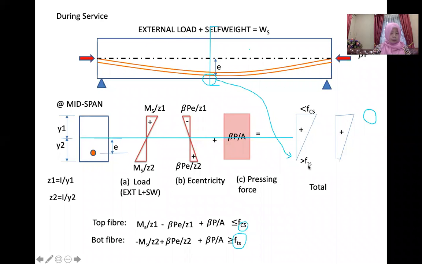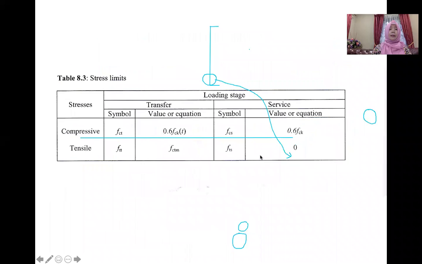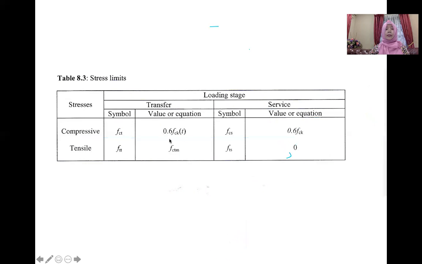We have maybe two types of diagram, something like this or like this, because according to the code, FTS is equal to 0. You can see here, this is the stress limit. This is the stress limit, meaning that here we have during transfer, this is the transfer, and this is service. Compressive and tension.